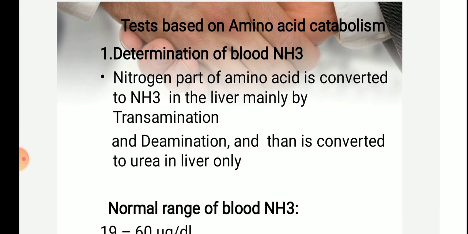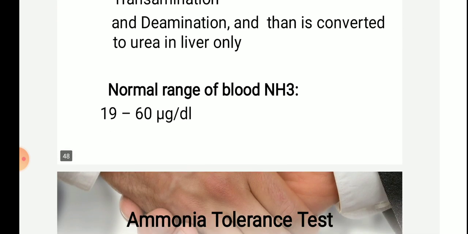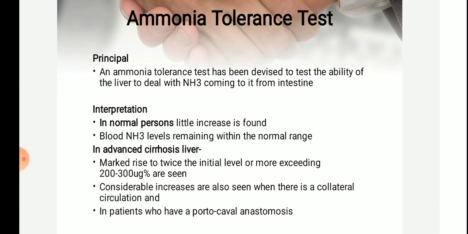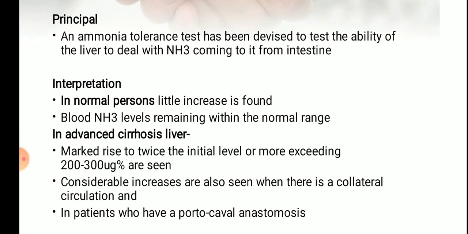Tests based on amino acid catabolism: determination of blood ammonia. The nitrogen part of amino acids is converted to ammonia in the liver, mainly by transamination and deamination, and then is converted to urea in the liver. The normal range is 19 to 60 micrograms per deciliter of ammonia. You should also be aware of the ammonia tolerance test. An ammonia tolerance test has been devised to test the ability of the liver to deal with ammonia coming to it from the intestine.